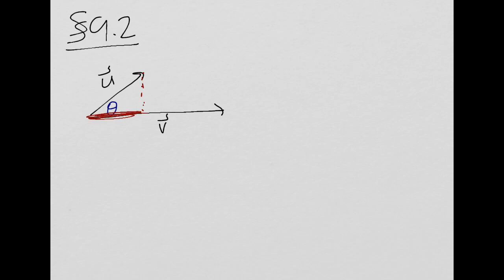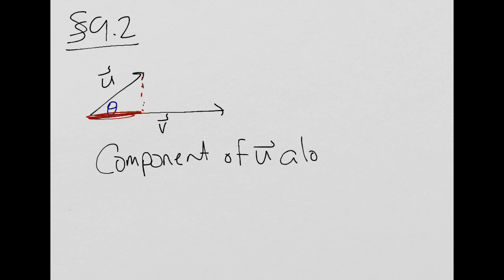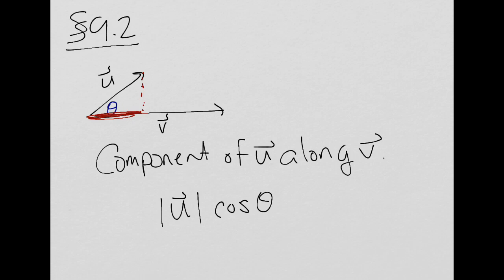And what we call this is the component of u along v. You can define it to be the magnitude of u times the cosine of theta, where we know the angle between these two vectors. What's neat is that with a little bit of algebra, we can actually represent this using a dot product.